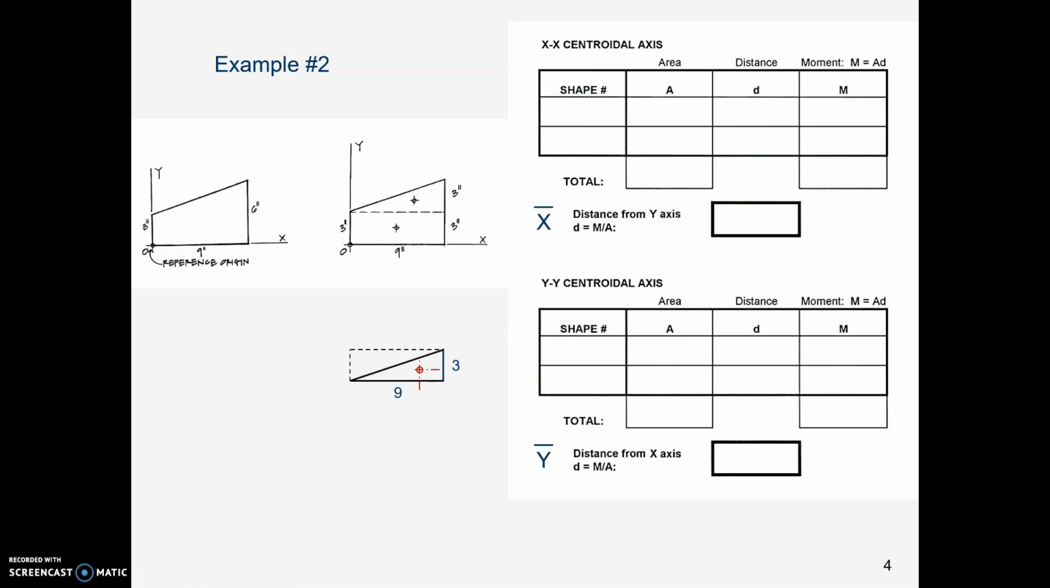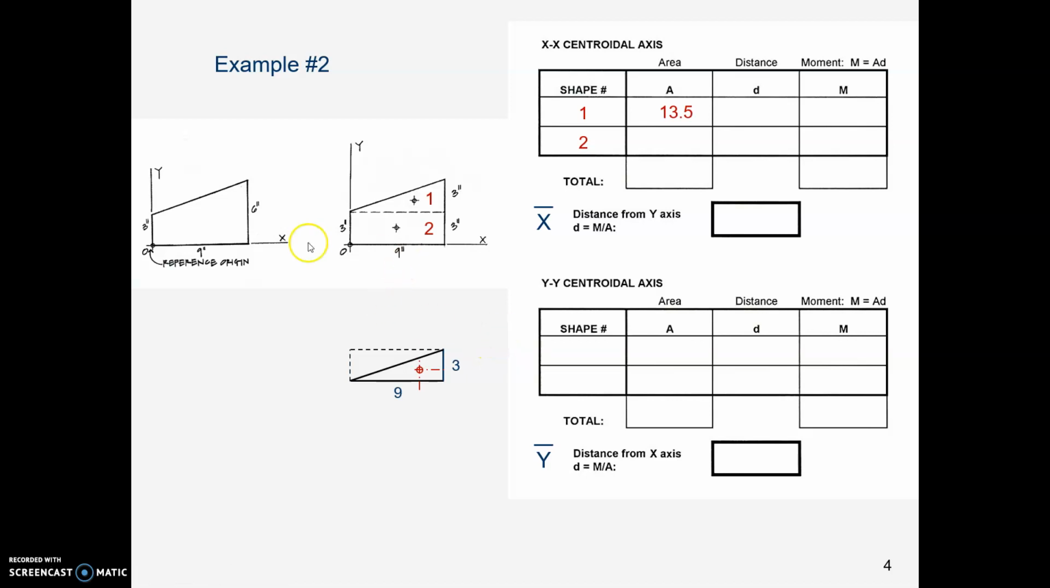Let's look at a different shape, a trapezoid. We can split this into two simple shapes, a rectangle and a triangle, and we'll number those 1 and 2. So we're looking for x bar. Let's find the area of shape 1. And you might remember from geometry class that the area of a right triangle is base times height divided by 2. So 9 times 3 divided by 2 gives us an area of 13.5.